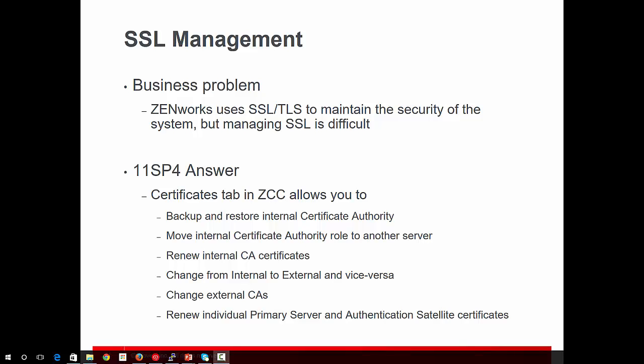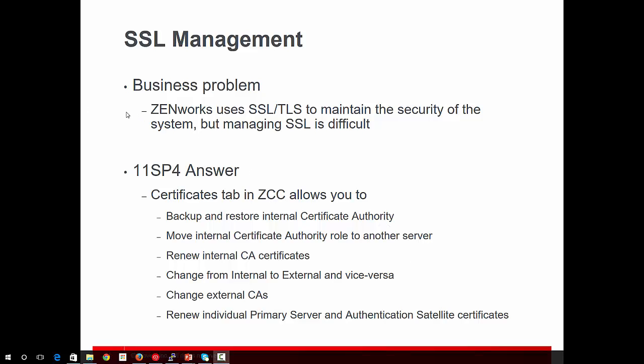So here I have a ZENworks SP4 zone, and you can see up here that currently I'm using an internal certificate authority. Because I'm using an internal certificate authority, I've got a couple of things I can do. I can back up the CA. If I back up the CA, it's going to ask me for a passphrase so that when it saves the file, that file is encrypted.